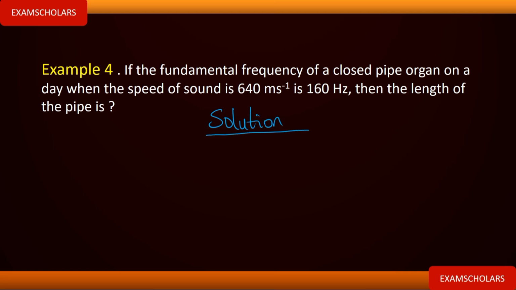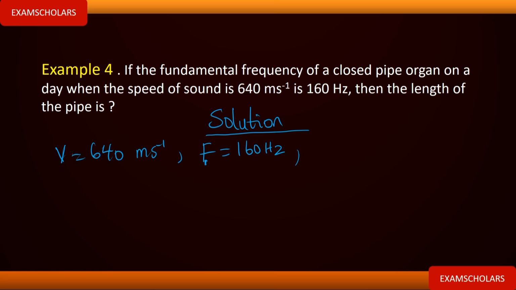This one is very straightforward. In the question, you are given V, isn't it? V is equal to 640 meter per second, and then you are given F, which equals 160 hertz. Now, looking at this question, you are asked to find what? To find the length of the pipe for the fundamental frequency. Don't forget, we are talking about fundamental frequency here. So you have F1 here.